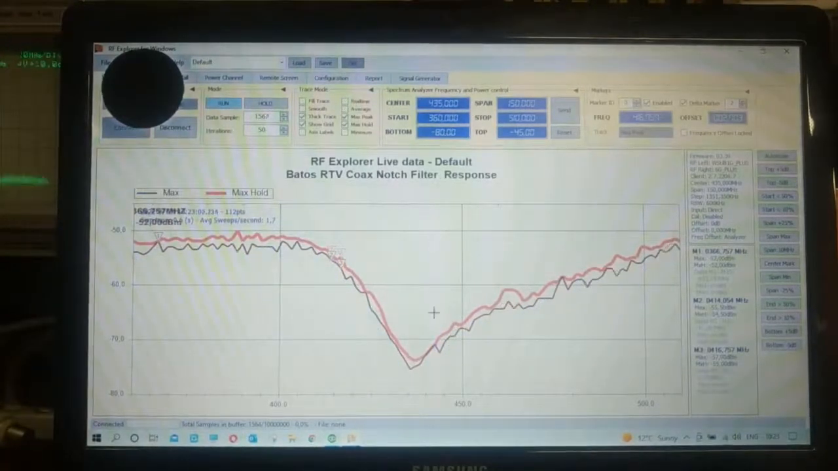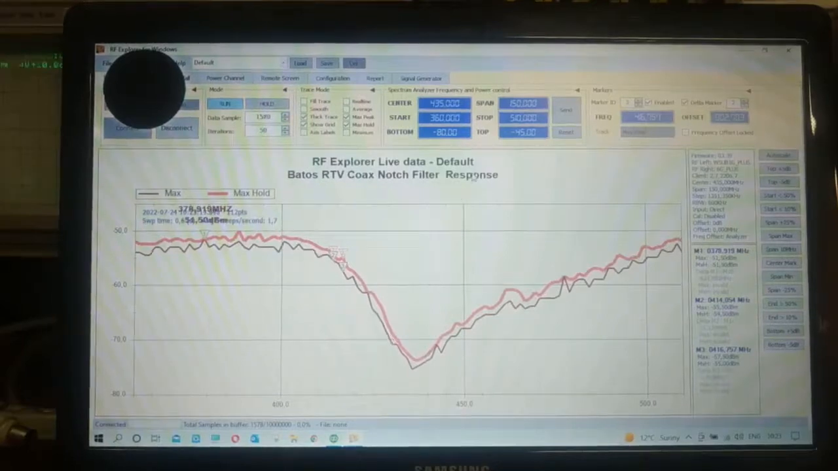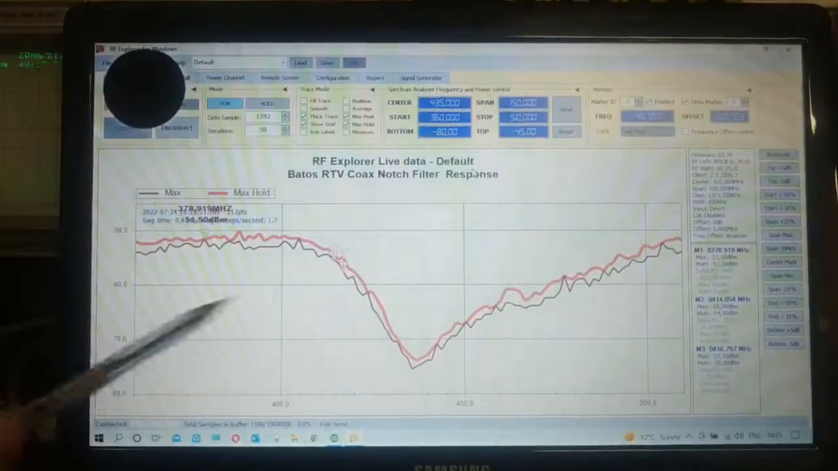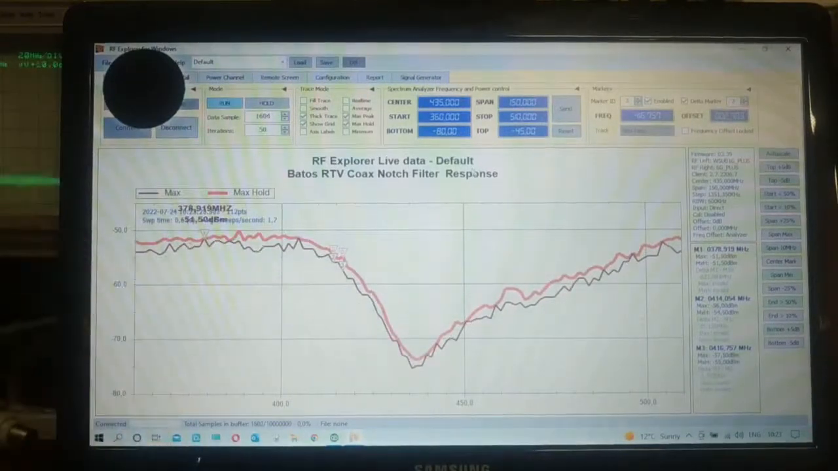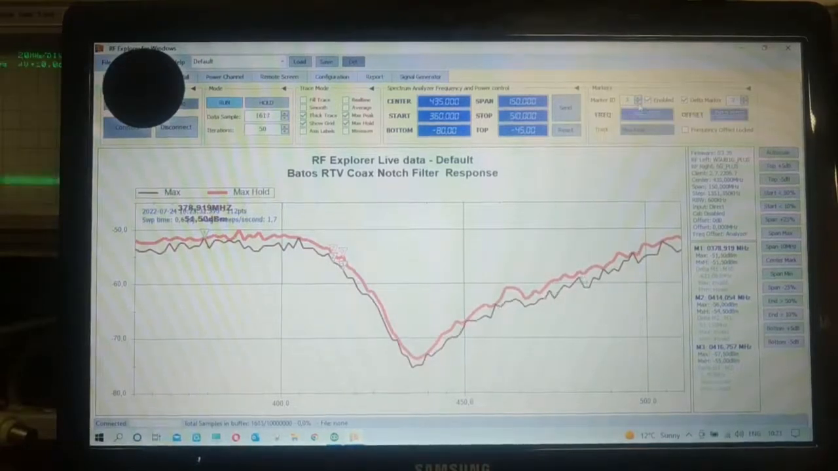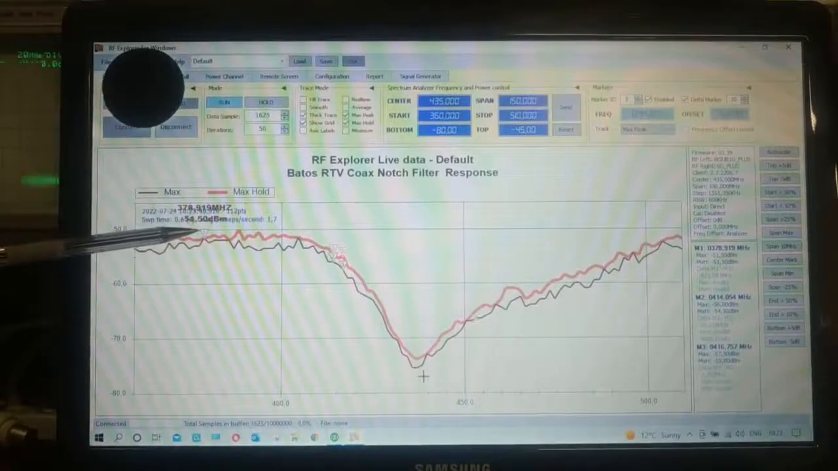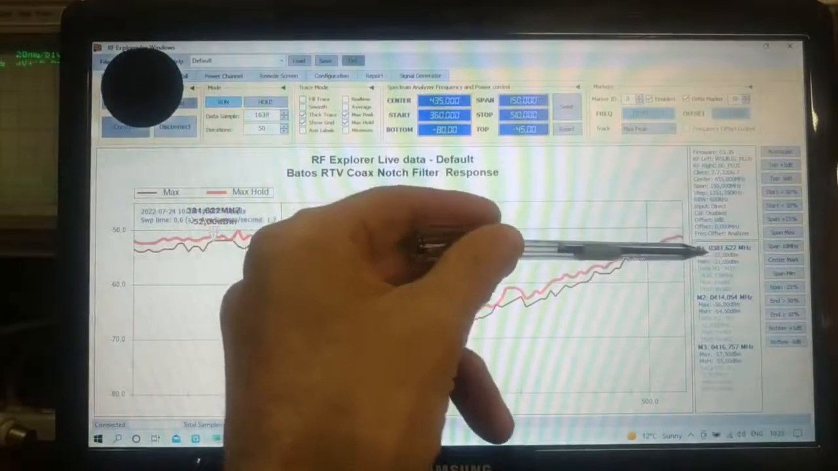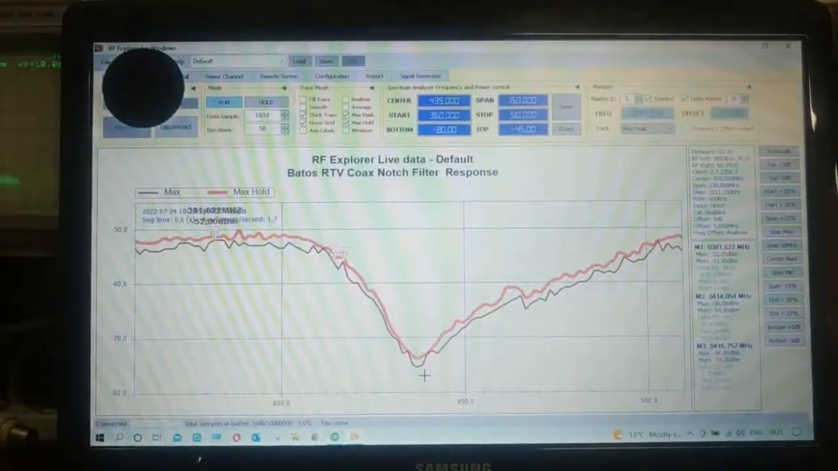Now, if you look at it very carefully, you can see I'm sweeping from 360 to 510 megahertz. Now, number one marker, which is this one here, gives me the highest peak, and it's displayed over there. It gives me approximately, at 381 megahertz, about minus 52, which is my baseline, zero line you could call it, coming from my generator.